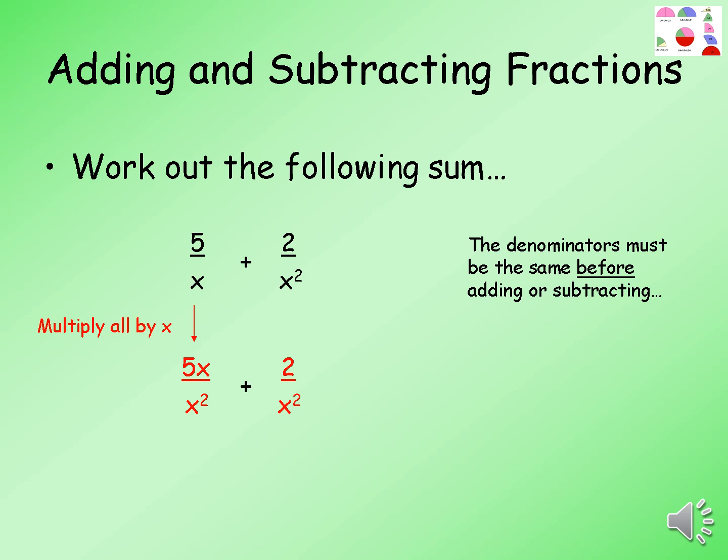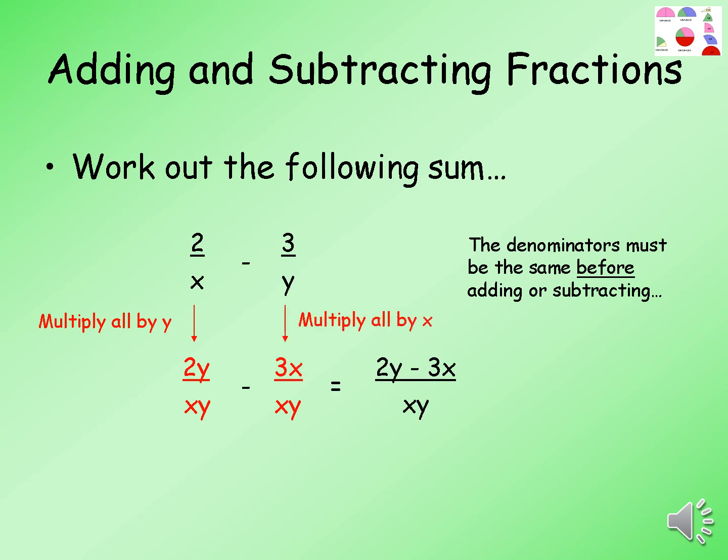So what you notice here is that we don't have two like terms. We can't add the 5x and the 2. So the answer is 5x plus 2 over x. So that is the answer, 2y minus 3x over xy.